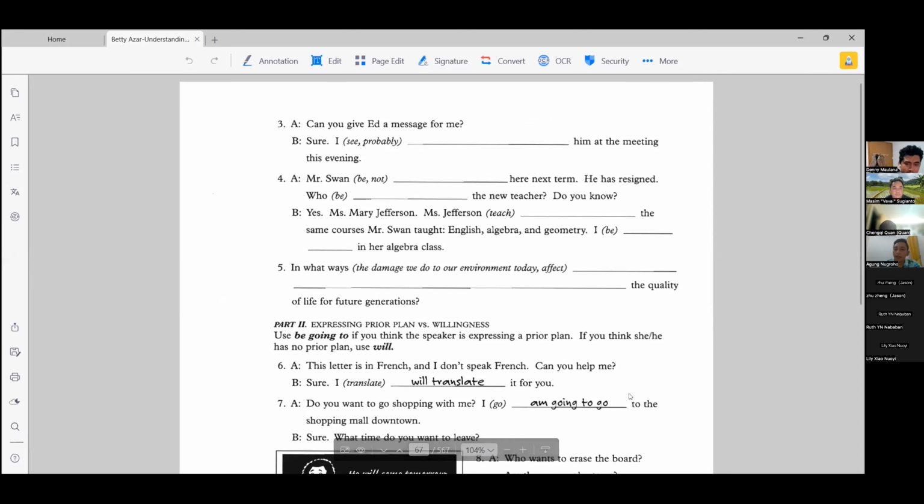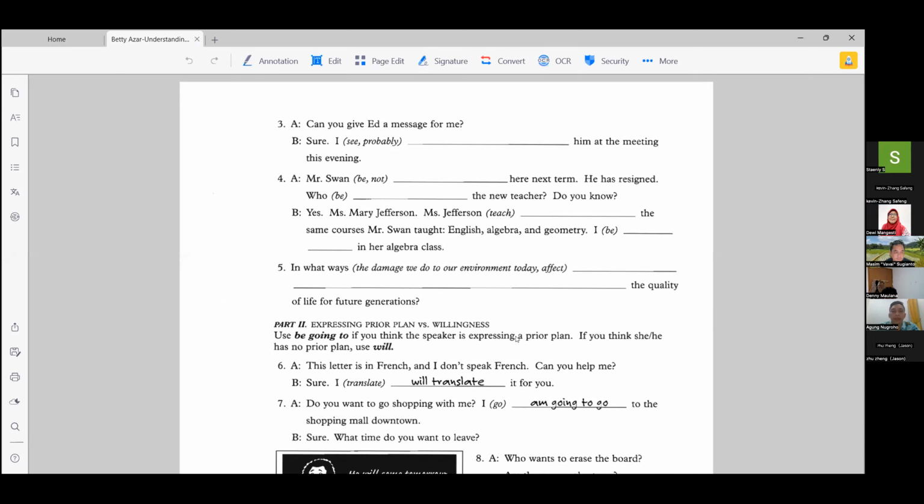So what about number 3? Anyone would like to try? You're welcome to raise your hand if you like. Stanley, go on. Okay, so number 3, can you give a message for me? Sure. I am probably going to see him at the meeting this evening. Yep, I'm probably going to see him at the meeting. Yeah, great.